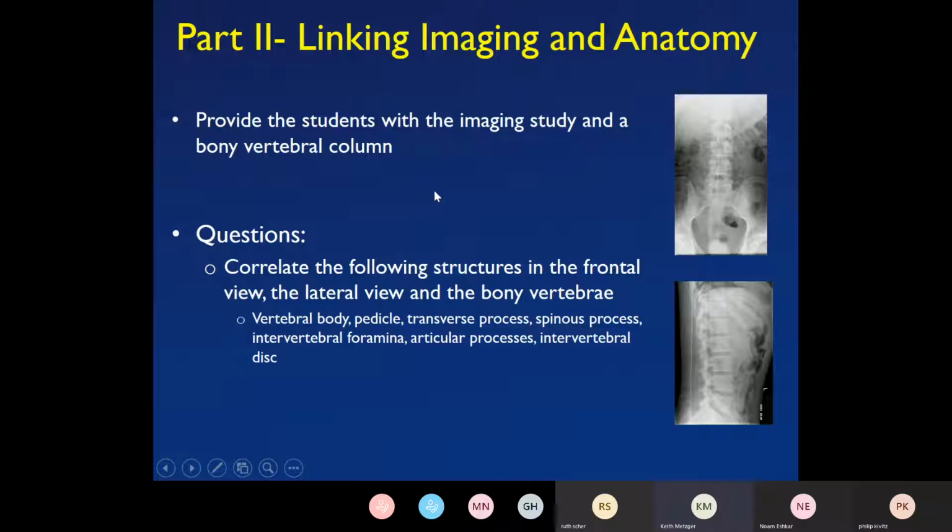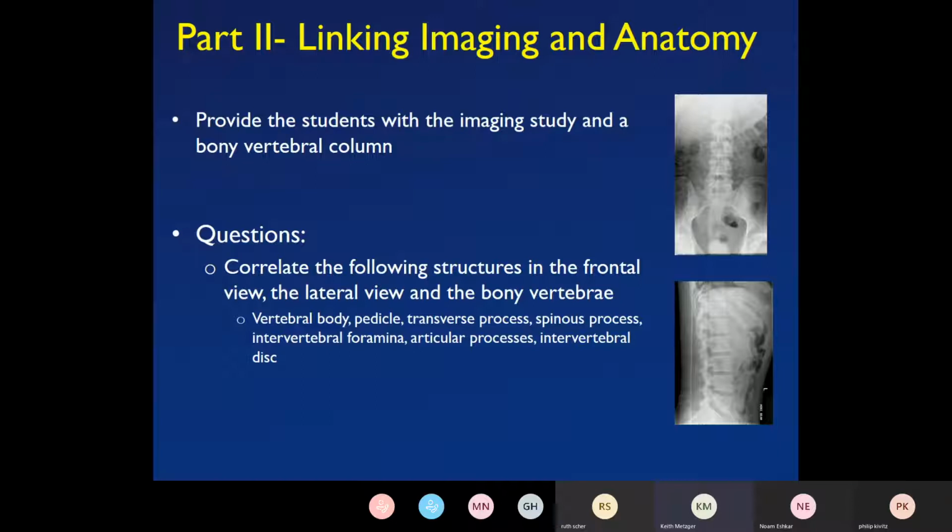And you could say very simply, I want you to correlate the following structures in the frontal view, the lateral view, and with the bony vertebrae. And we'll have a list: vertebral bodies, pedicle, transverse processes, spinous processes, intervertebral foramina, and so on. Probably a list of 8 to 10 structures. This is a really nice time to give them this question and then just step back a little bit. I really like to do this with the students. It gives you a little bit of a chance to recharge, listen to what they're saying, and let them do the work.